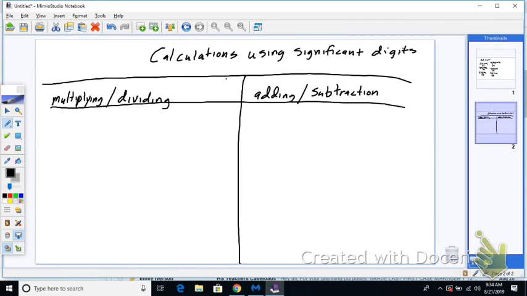So, multiplying, dividing, I'm going to go ahead and write a statement down here. And you guys will write it in your notes. So when you multiply and divide, you get a product. And you're going to have to write that answer down.